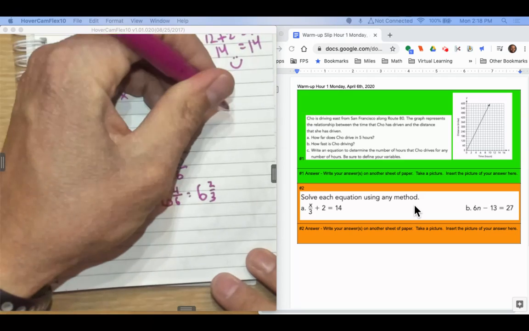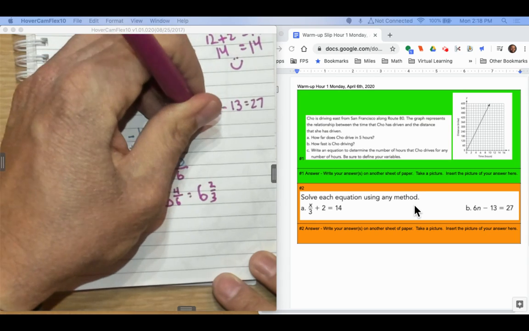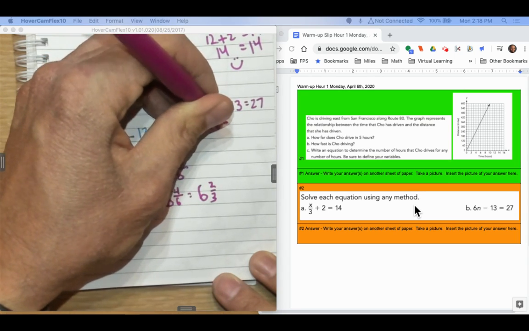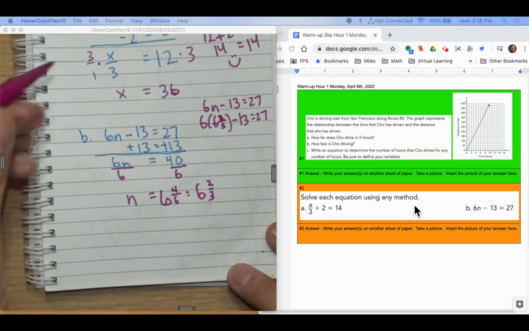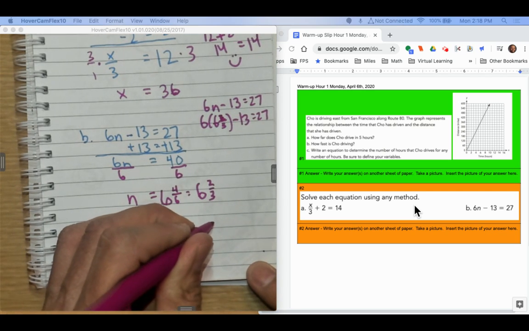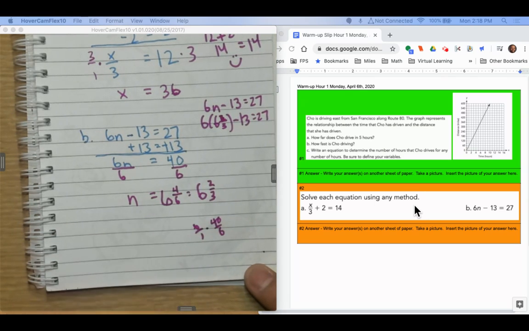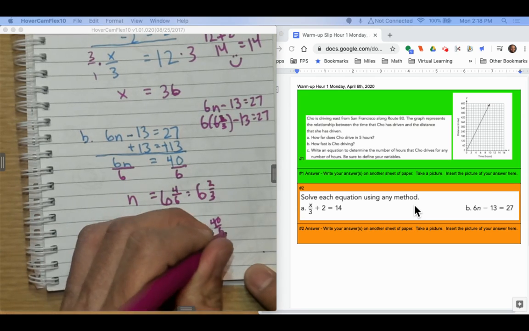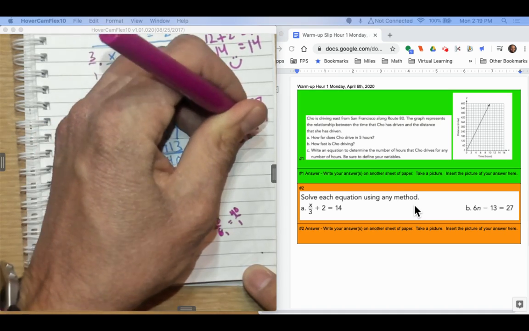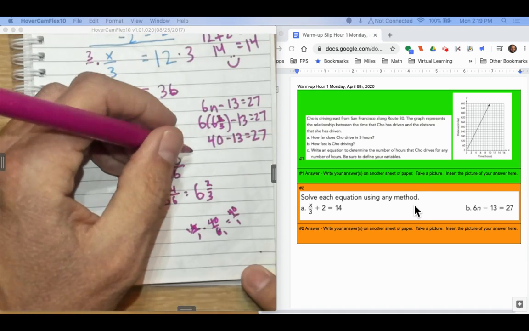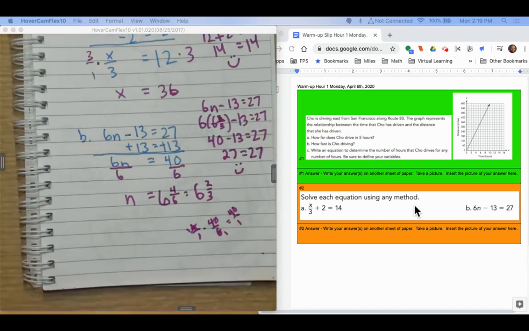Okay. Again, I can check my answer. 6 times n minus 13 should equal 27. 6 times 6 and 2/3 minus 13 equals 27. For this problem right here, it would be 40 over 6 times 6, and that's going to be 1, and that's going to be 40 over 1, and that's going to be 40 minus 13 equals 27. 40 minus 10 is 30, minus 3 more is 27. 27 does equal 27, so I am a happy camper.